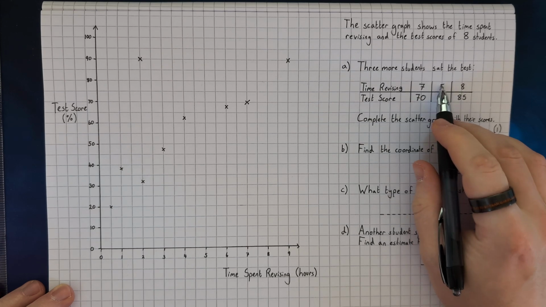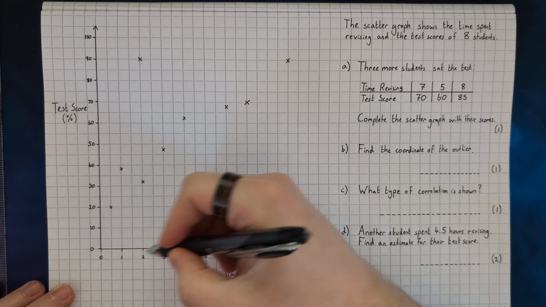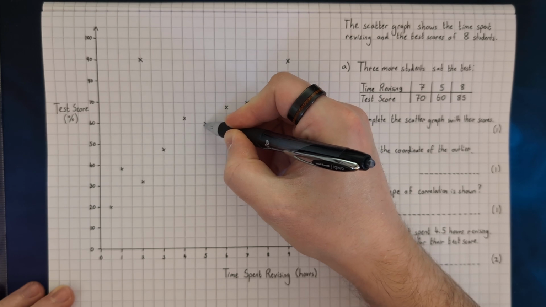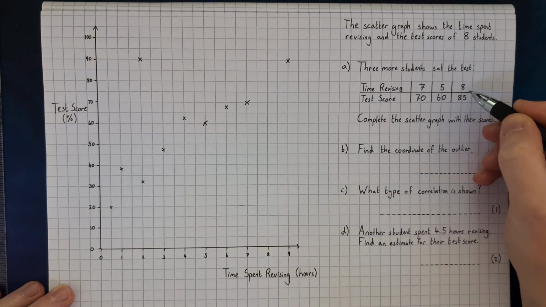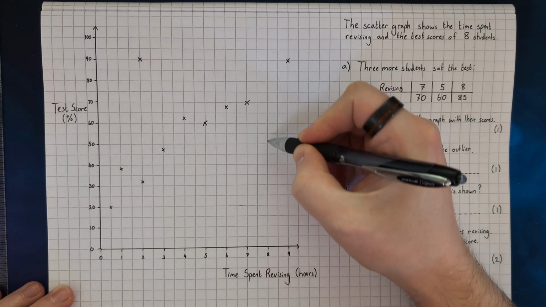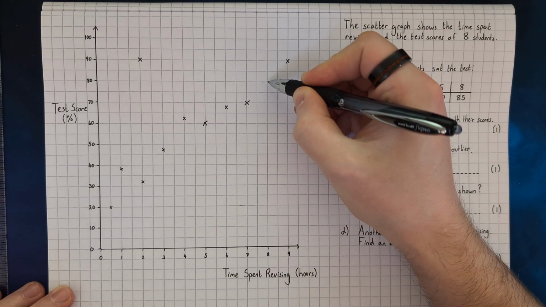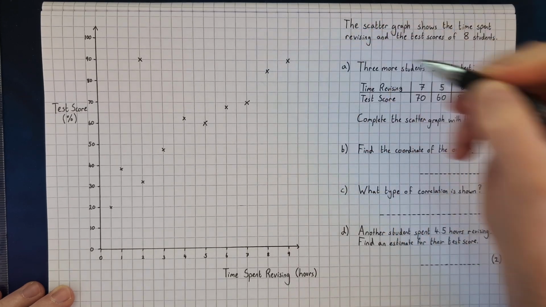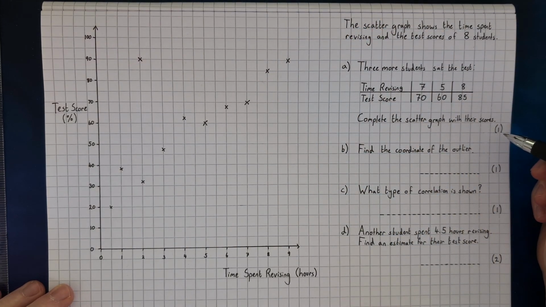Same for the next one, 5 and 60. So you go along to 5 and then up to 60, and 60 is here. So we put our cross. And then finally along to 8 and up to 85. So there's 8 and up, and we've got 80 there and 90 there. So it's going to be exactly in the middle for 85. That's our first mark for this question.